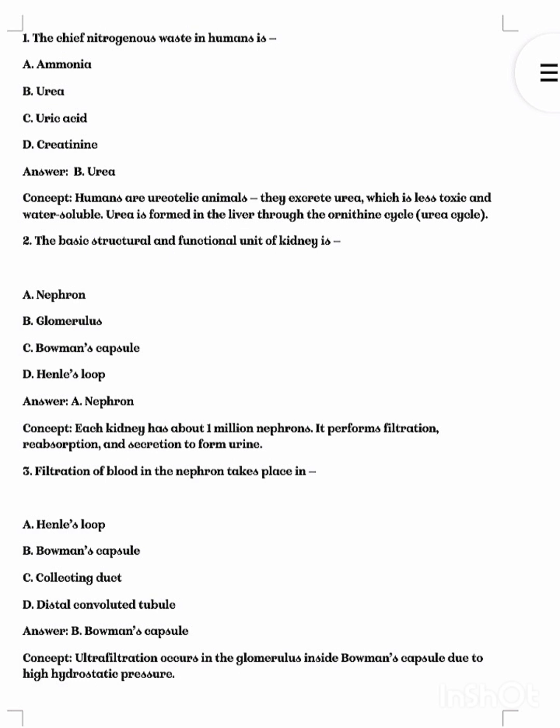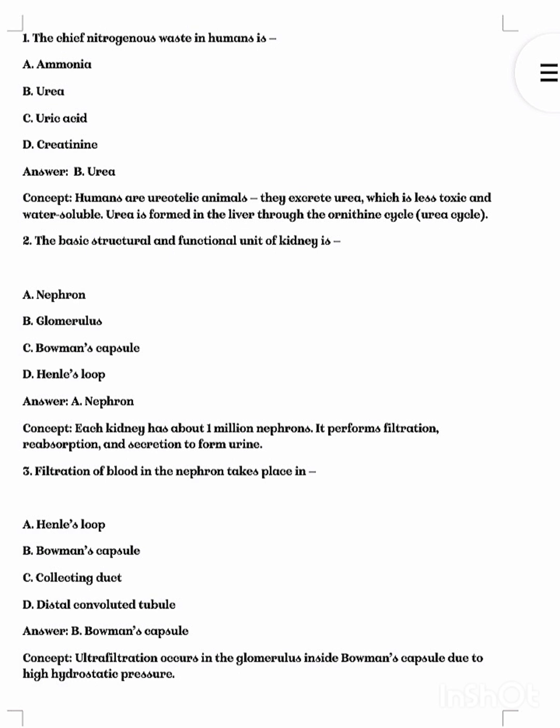The basic structural and functional unit of kidney is A. Nephron, B. Glomerulus, C. Bowman's capsule, D. Henle's loop. Answer A. Nephron. Each kidney has about 1 million nephrons. It performs filtration, reabsorption, and secretion to form urine.